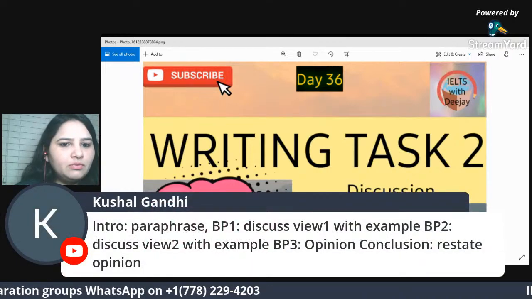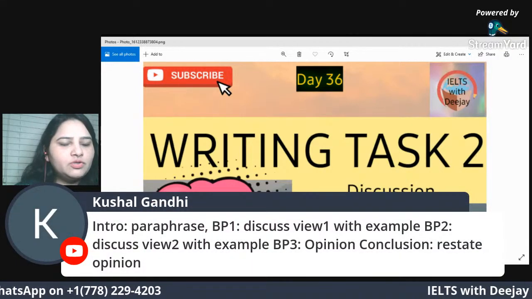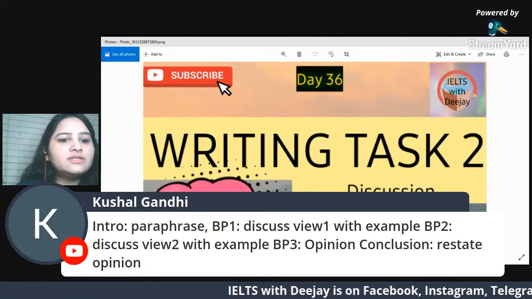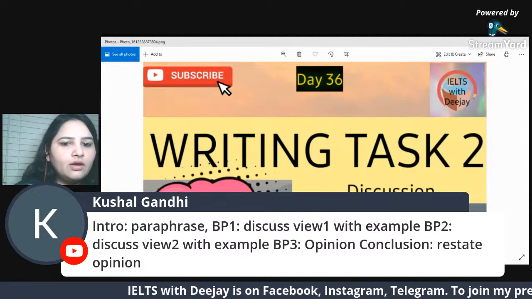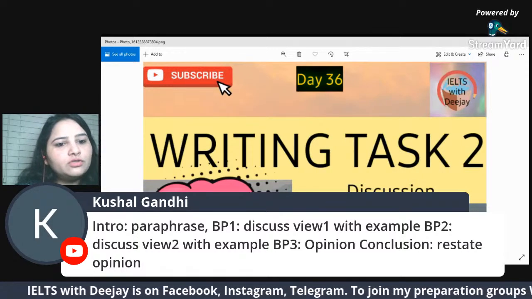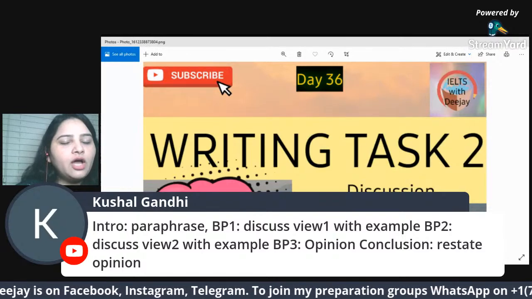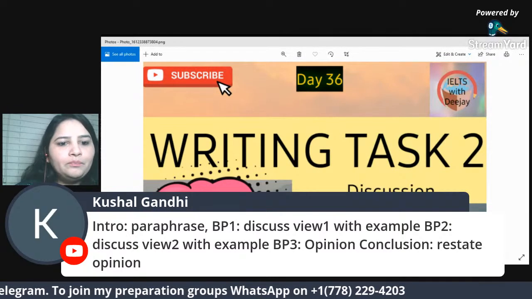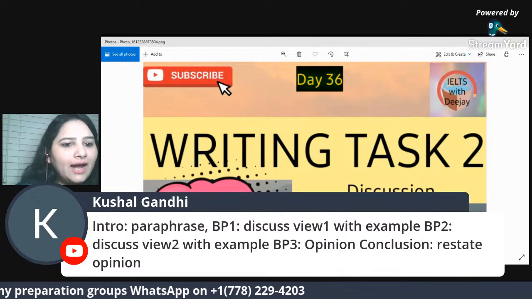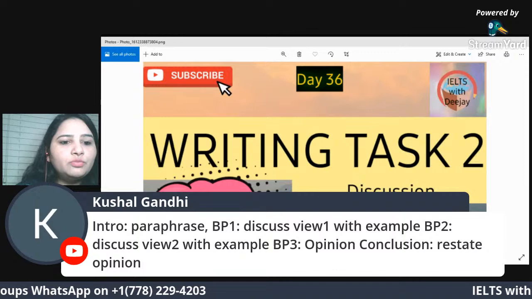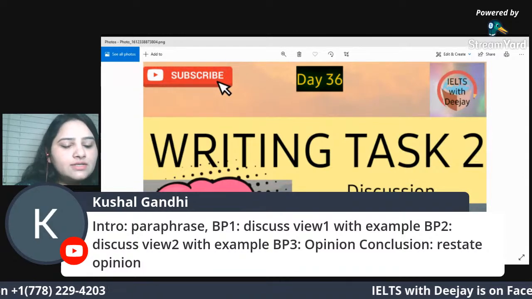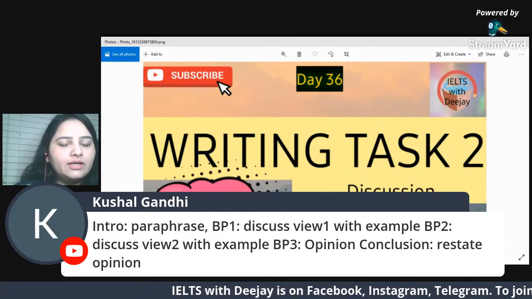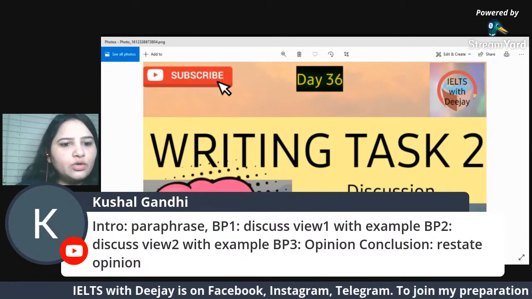Intro paraphrasing, BP1 discuss view 1 with example, BP2 discuss view 2, BP3 opinion, conclusion, restate opinion. Very good. This is the format I follow. You have to discuss both the views properly, then you have to give your opinion. Your opinion can be in the BP3, and because I do not add anything new in the conclusion, this is the reason I make BP3, where I give my opinion, that it is my considered opinion.